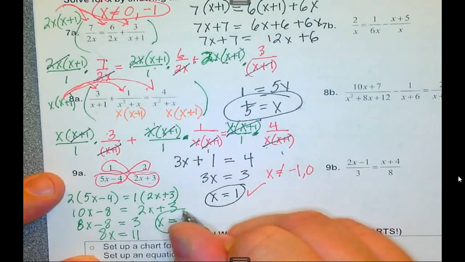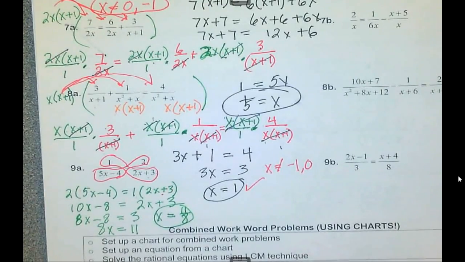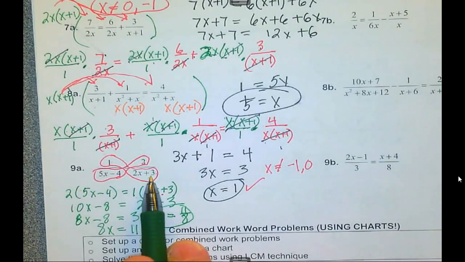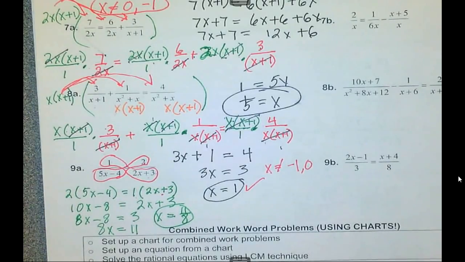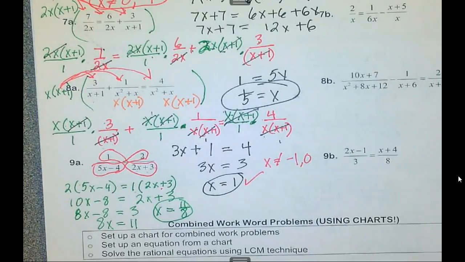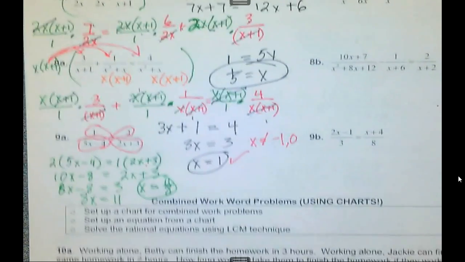But you still have to watch for extraneous solutions. Okay? Here I'm going to have 4/5. Here I'm going to have -3/2. We're good. ¿Comprendes?